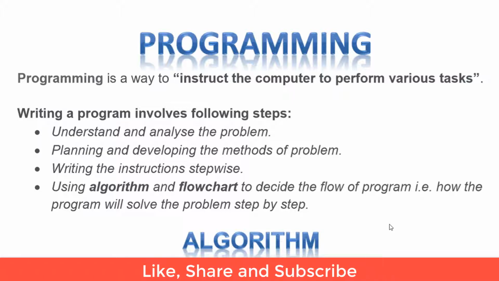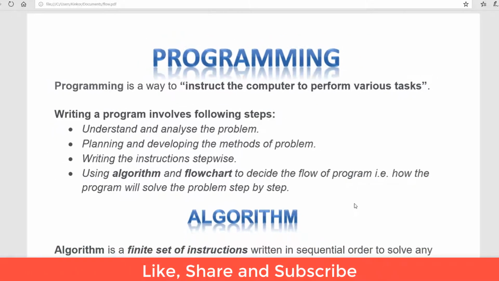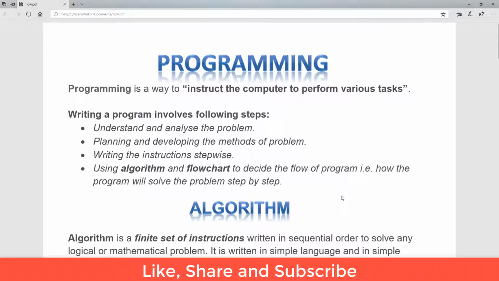Second is planning and developing the methods of problem. Means in the second phase we will think about how to solve the problem, what are the steps, and in which way we are going to solve the problem and achieve the required output. And the third one is, once we have figured out the plans to achieve our goal and solve the problem at hand, then we need to start writing the instructions stepwise. Once we have written the instructions stepwise, then we will start building an algorithm and flowchart.